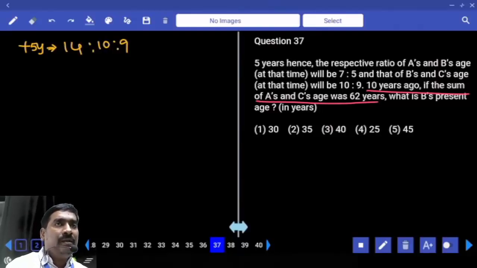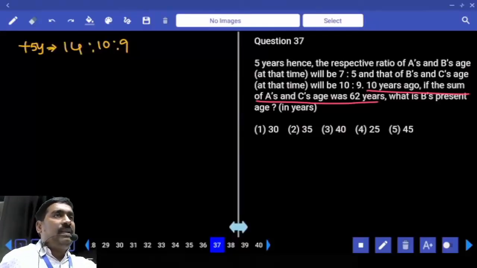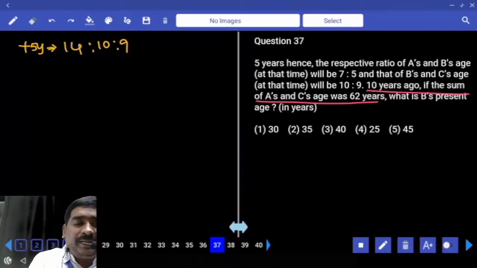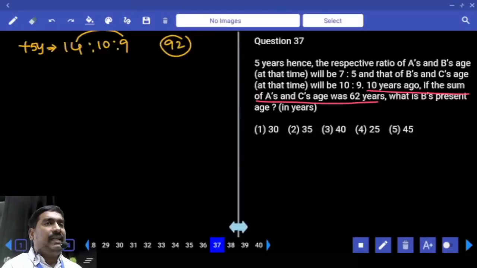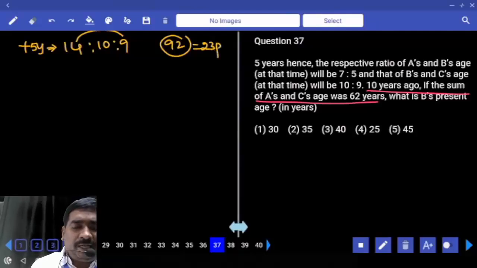Present 82. Present 82 means 5 years hence 92 or not? There are 2 members, so 5 plus 5, 10 should be added. 82 plus 10 how much? 92 is the sum of A and C in 5 years hence. A and C means 14 plus 9, how many parts? 23 parts. 23 parts value 92 means 1 part value is 4 years or not?